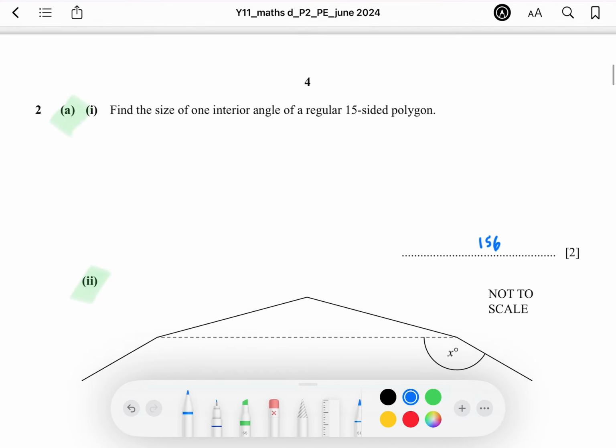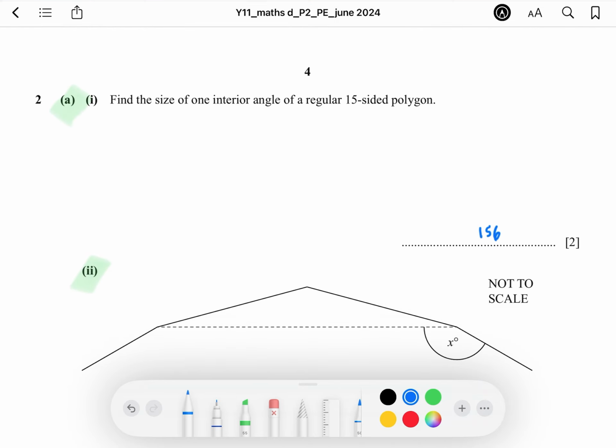So next question is here. Find the size of one interior angle of a regular 15-sided polygon. Polygon, again, one of those topics that has formulas, and you only need 2 for this one in any question of polygon. We have exterior angle is equal to 360 over n, where n is the number of sides. Interior angle plus exterior angle is equal to 180.